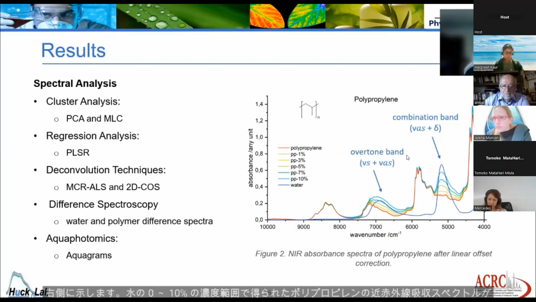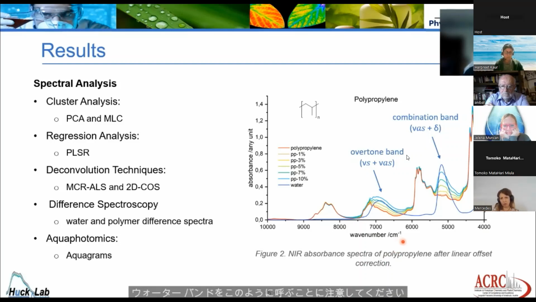On the right side, the resulting NIR absorbance spectrum of polypropylene in the concentration range of 0 to 10% of water is displayed. Here you can see a very nice increase in the water content for the combination and the overtone water band. Please note I will call them like this because this is convention, but they are actually both combination bands.